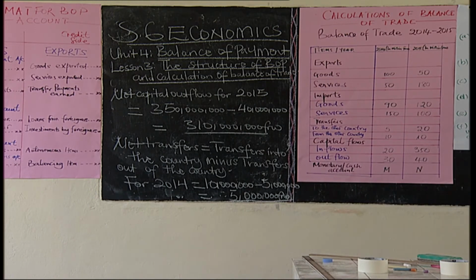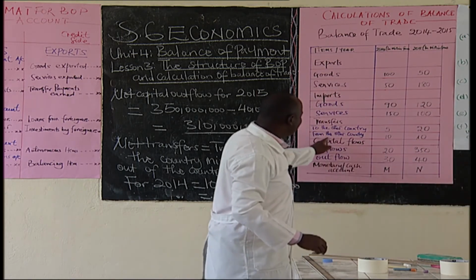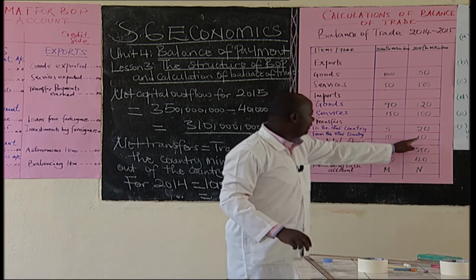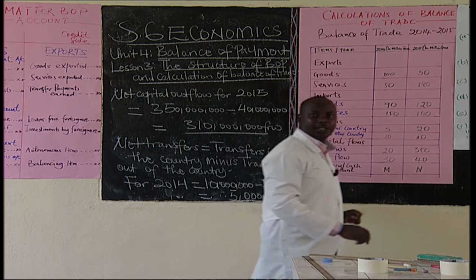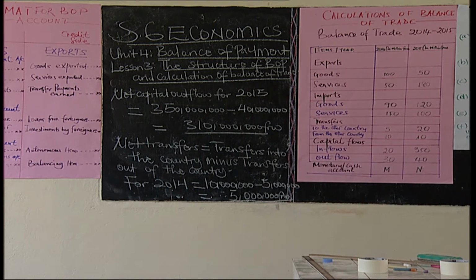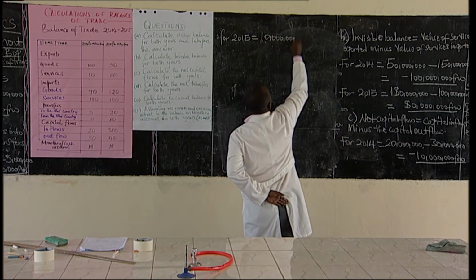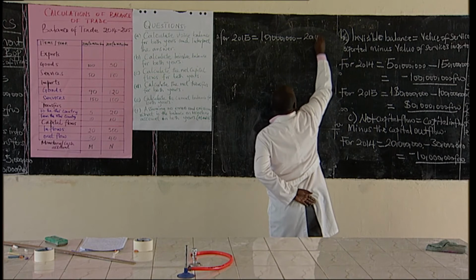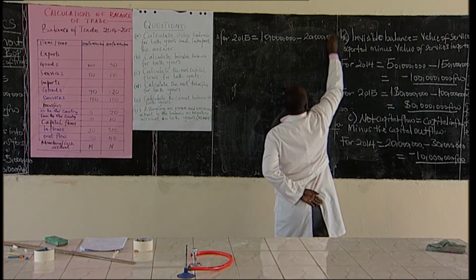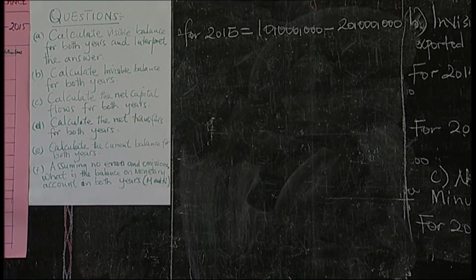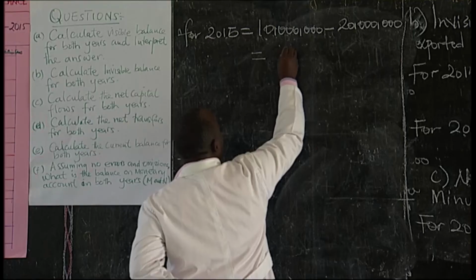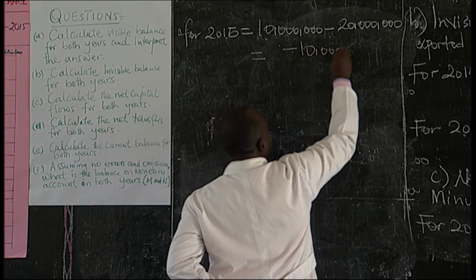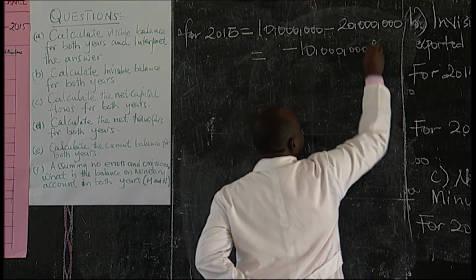Now, for 2015, the net transfer for 2015. Transfers from the other country: in 2015, we received a donation or a grant of 10 million. We shall get 10 million minus 20 million. We shall get negative 10 million. The net transfer in 2015 will be negative 10 million francs.